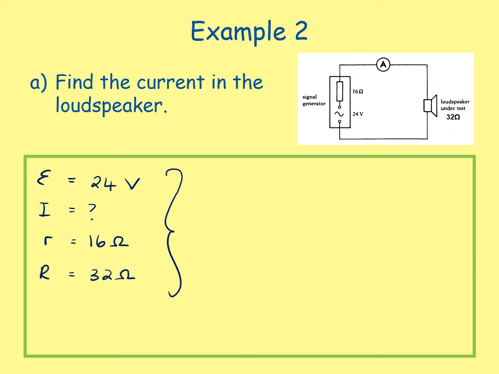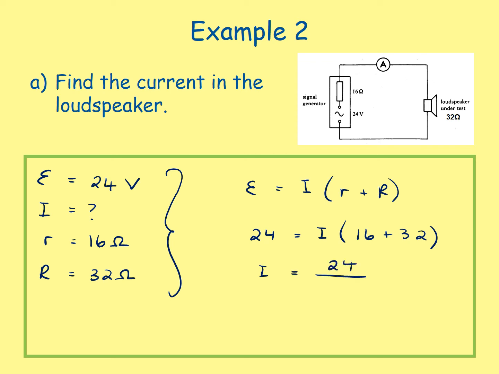We can plug this into our equation. Remember that our EMF is equal to our current multiplied by the sum of our resistances. So 24 is equal to I times 16 plus 32. Expanding that out, we've got I equals 24 over 48, and that gives us a final answer of 0.5 amperes.